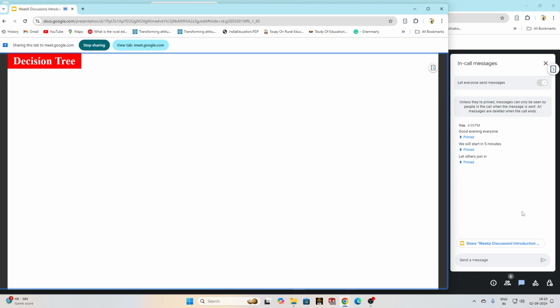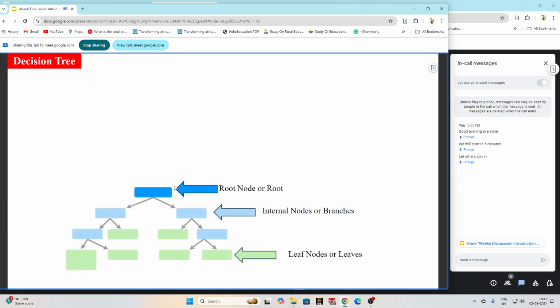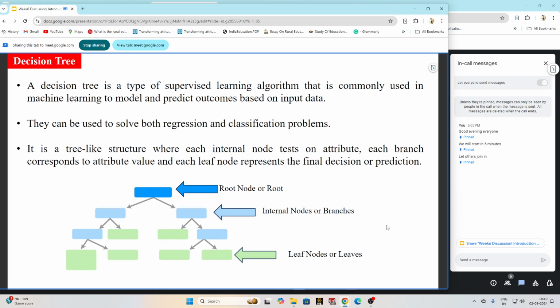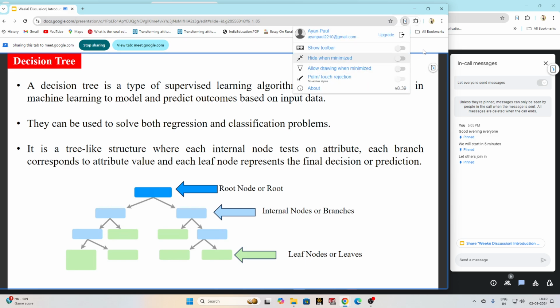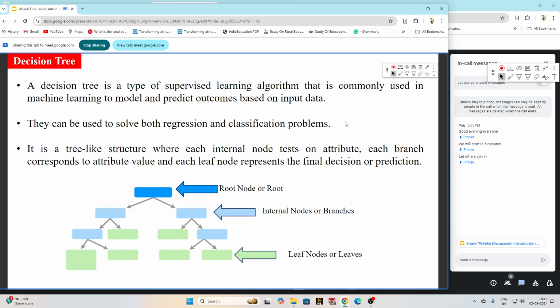So what is this decision tree algorithm? It looks something like this. A decision tree is a type of supervised learning algorithm. That means the input as well as output data will be provided to the model. First it will build the model, and then it will do the prediction. It is commonly used in machine learning to predict outcomes based on input data. It can be used to solve both regression as well as classification problems.